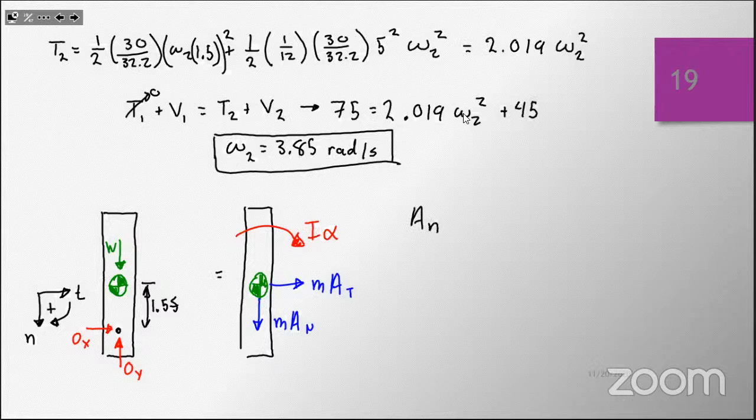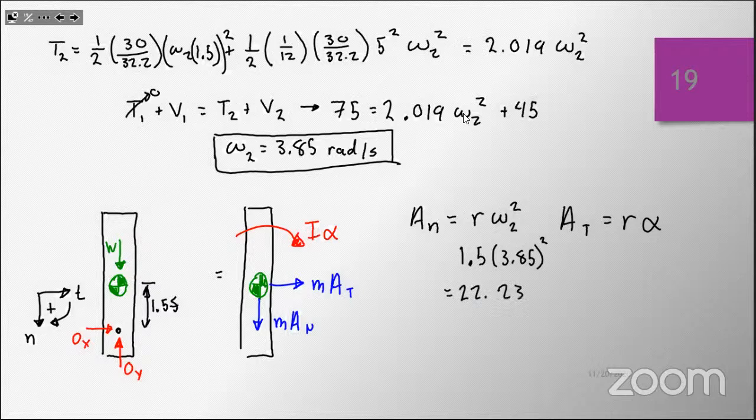Remember, you can say that the normal acceleration is equal to r times omega squared, right? We've used that quite a bit. We also know that the tangential acceleration is r times alpha. So using this normal acceleration, I know r is 1.5, the distance to the center of gravity, times 3.85, which I just found, squared. So this is going to be 22.23 feet per second squared. Just in case we forgot, this is the KD, this is the FD.